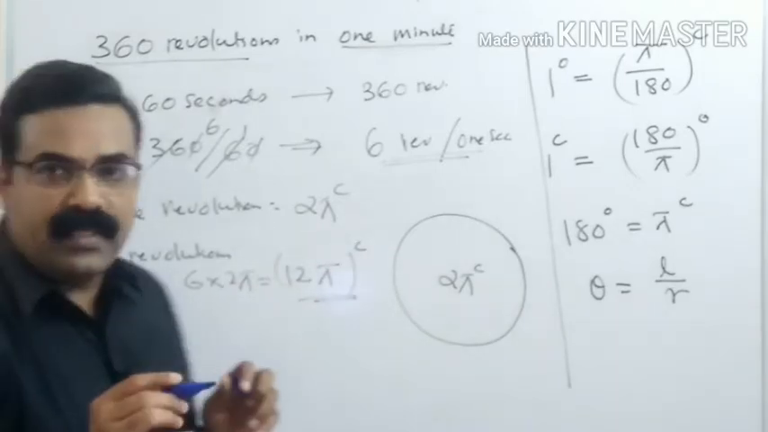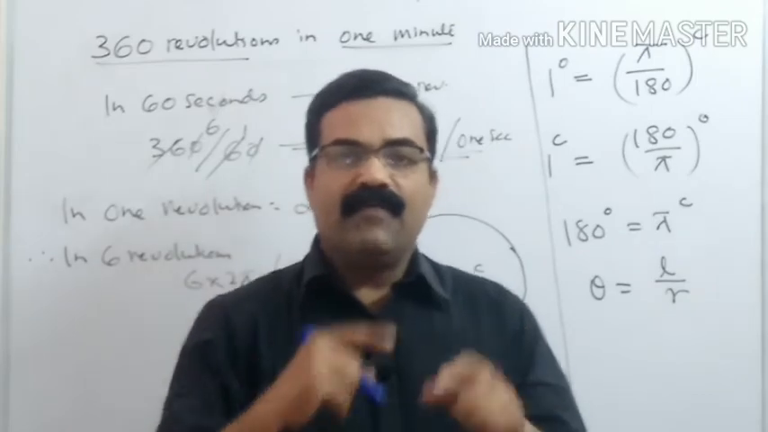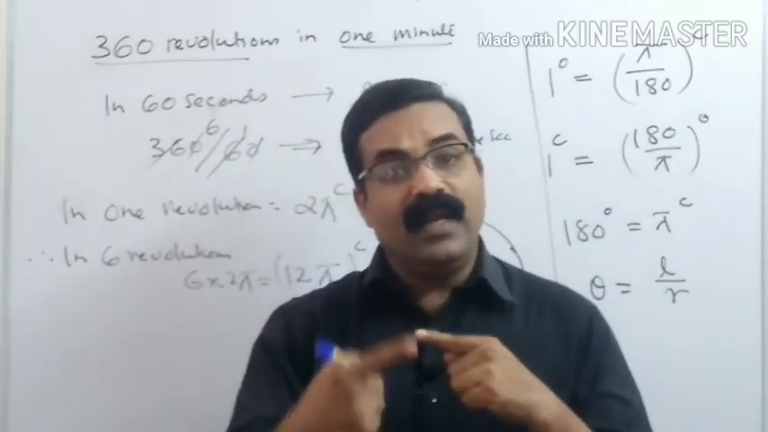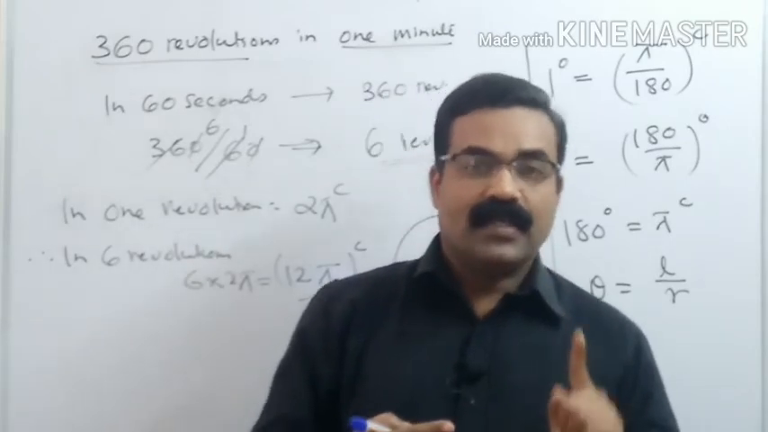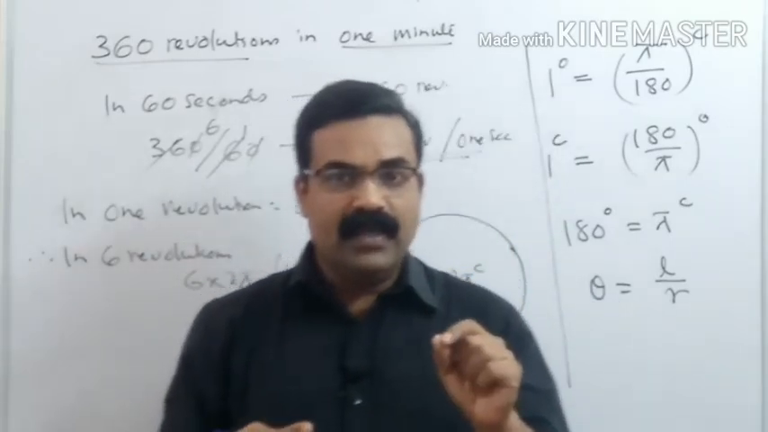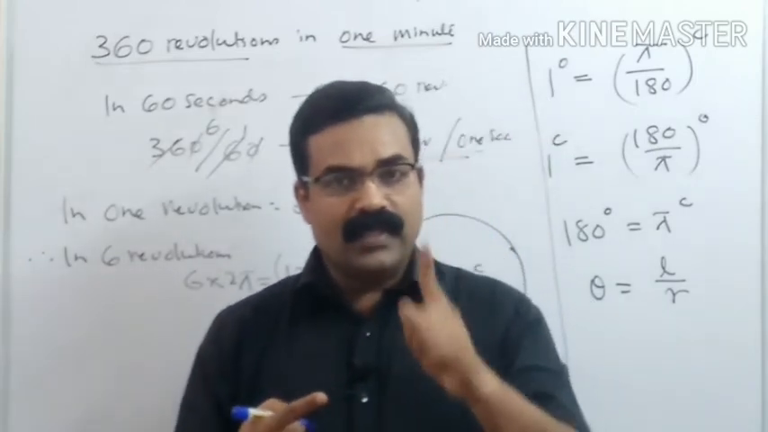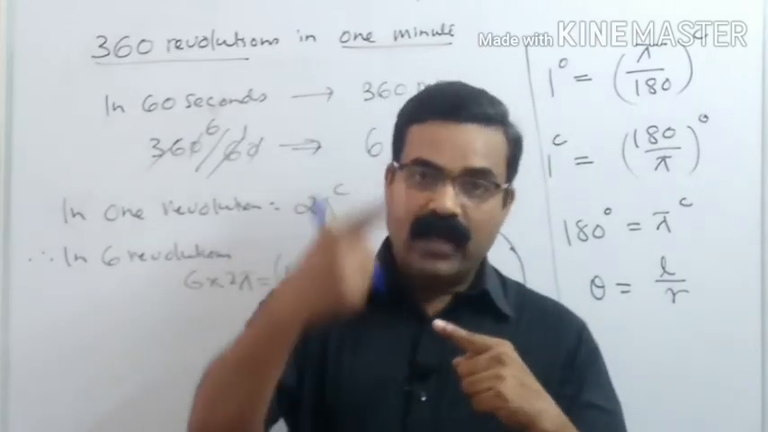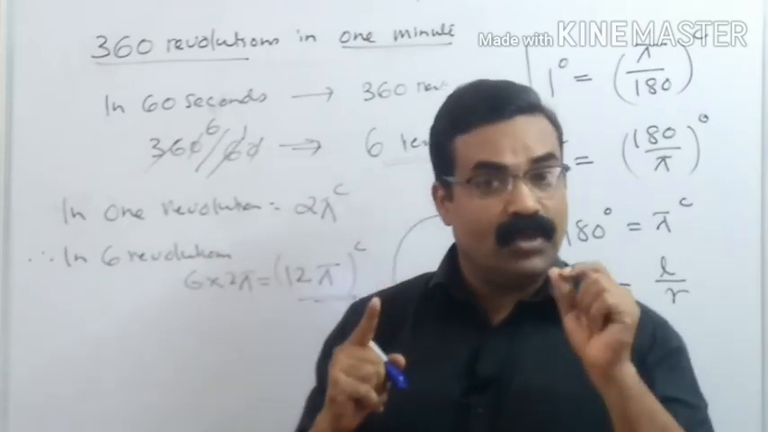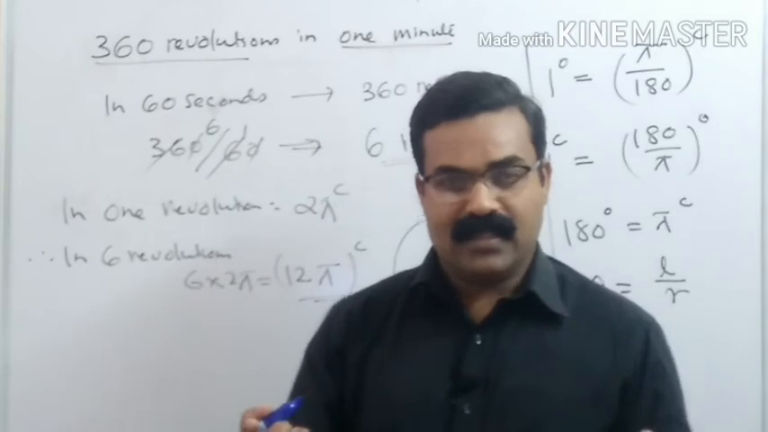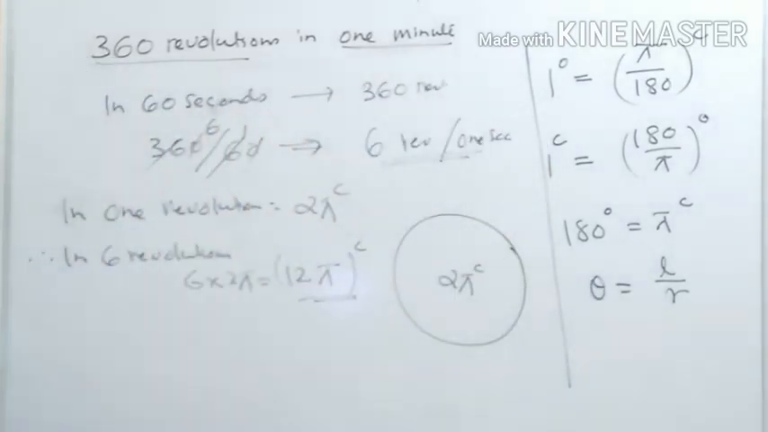So the question is, in 1 minute, a wheel rotates 360 times. Through how many radians will it rotate in 1 second? In 1 minute, 360 rotations. That means in 1 second, 6 rotations. One full rotation we know is equal to 2 pi radians. So 6 rotations, 6 into 2 pi, 12 pi radians. Very simple, kindly note it.